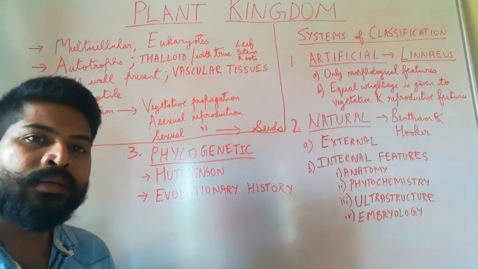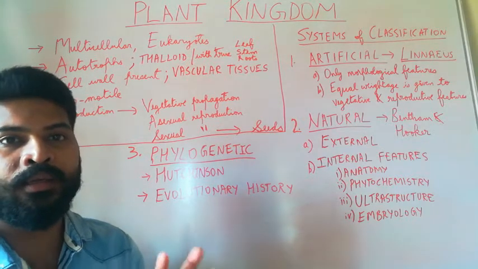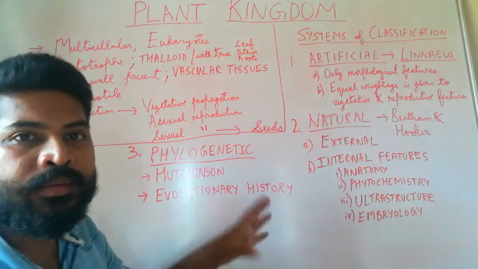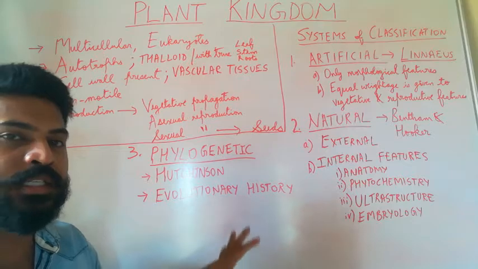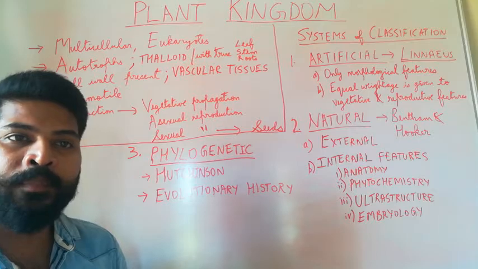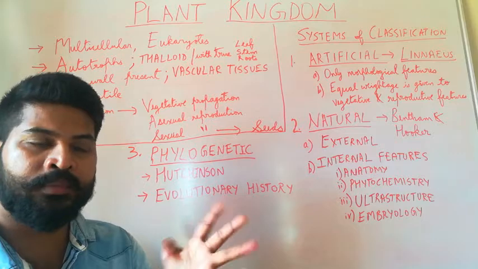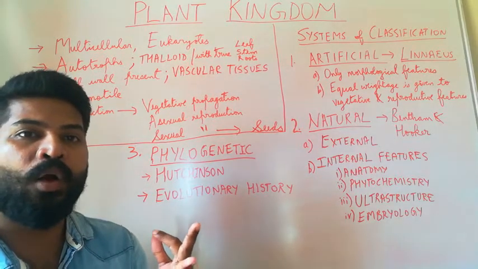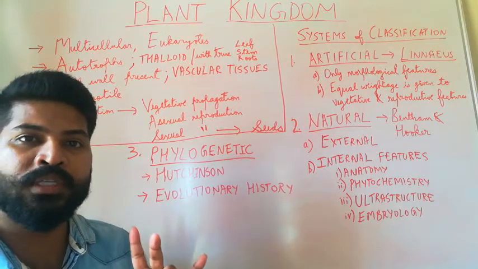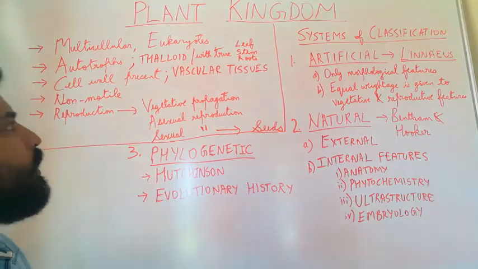But later, when the five kingdom system of classification was proposed by Robert Whittaker, the changes were taken into consideration and plant kingdom was formed. Currently, plant kingdom includes Thallophyta, that is the algae, Bryophyta, that is the moss, Pteridophyta, that is the fern, gymnosperms and the angiosperms. Only these are present in the plant kingdom.